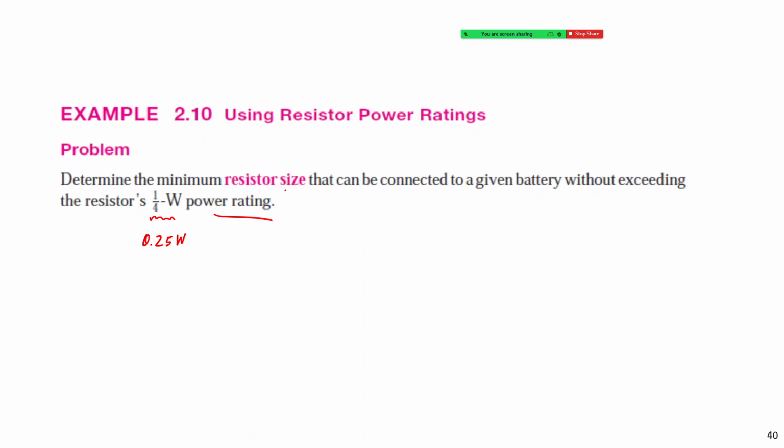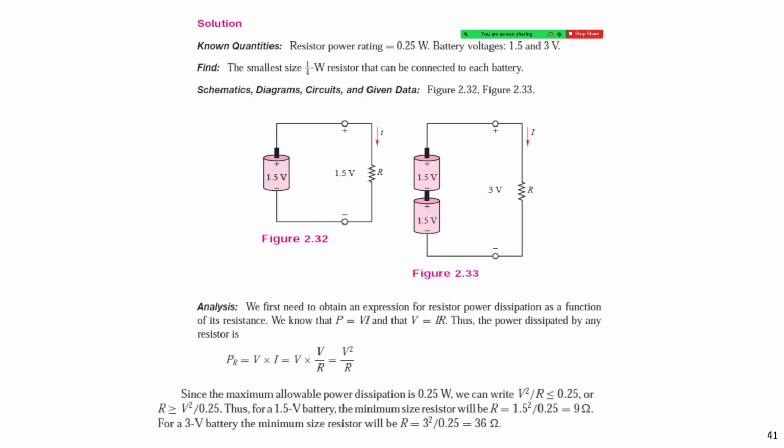So determine the minimum resistor size that can be connected to the given battery without exceeding the resistor power rating here. So in this case, the resistor power is 0.5 watt. Okay, not more than 0.5 watt. If the power consumed by this resistor is higher than 0.5 watt, it will burn, right? And the battery voltage is 1.5 and 3 volt. This case and this case. Okay, the smallest size 1/4 watt resistor can be connected to each battery.